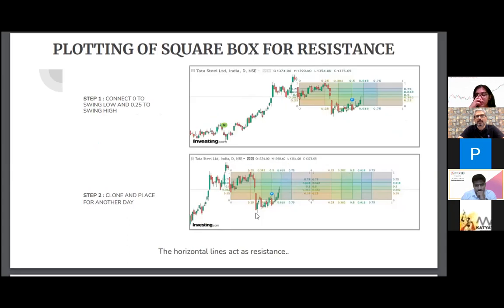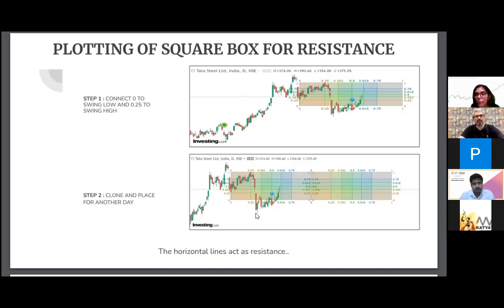Moving on to resistance, there is a different way for finding resistance with the Gann square. So for resistance, we need to connect 0 to swing low and 0.25 to swing high, and then clone and place next to each other.